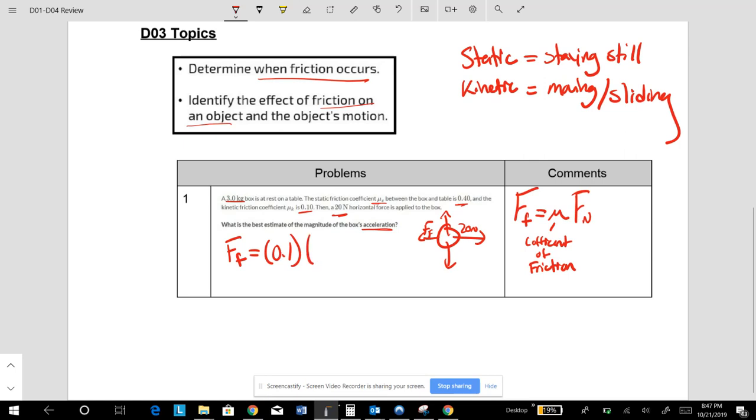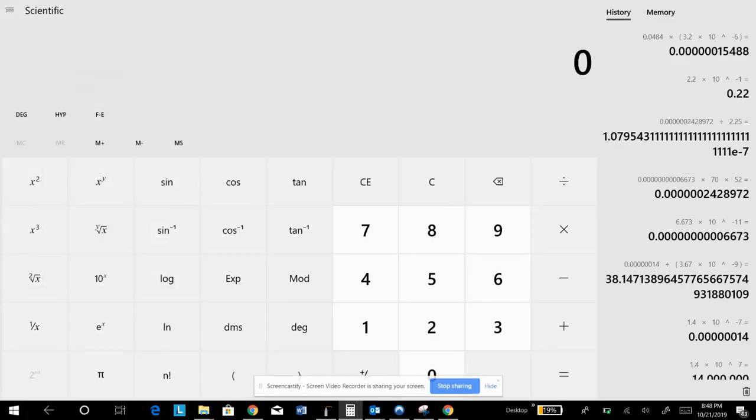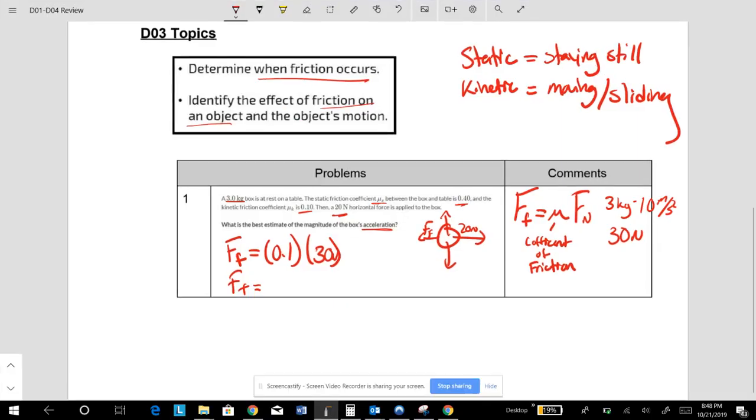And so my force normal is actually going to be 3 kilograms times 10 meters per second squared, which would equal 30 newtons down. So I go 30 newtons down. And so if I look, my force of friction will actually be 10% of 30, just so you guys see it on the calculator. You go 30 times 0.1, so it should be 3. So if we go back here, my force of friction should be 3 newtons.